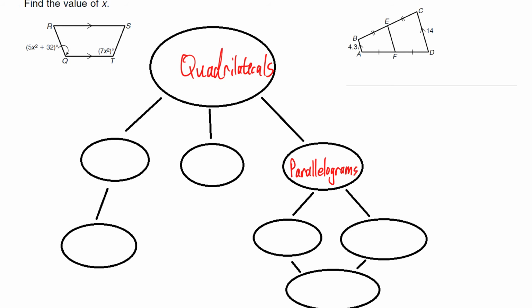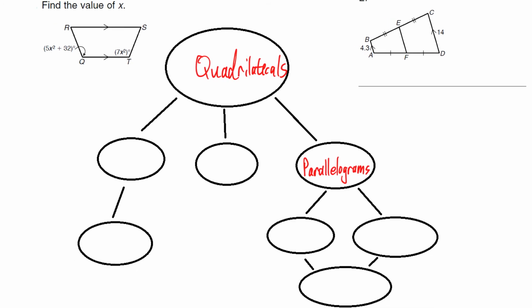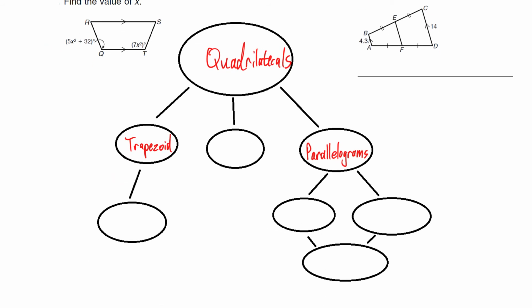Parallelograms. Okay, and then we'll finish up underneath the parallelograms in just a second. But what are the other quadrilaterals that we've talked about that are not parallelograms? Trapezoid is one. Okay, good. So trapezoid is one type of quadrilateral, and then within that, a specific type of trapezoid is an isosceles trapezoid.